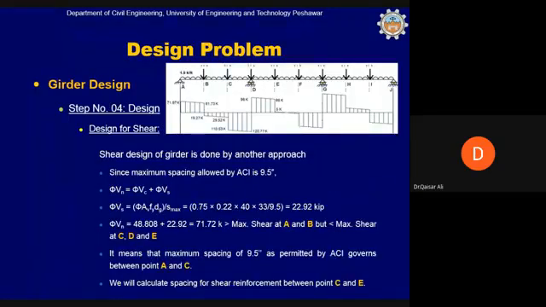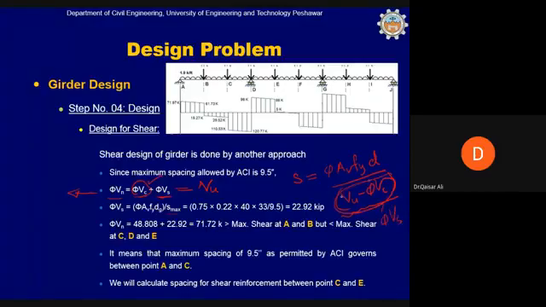We know that total phi Vn is the sum of phi Vc plus phi Vs. Phi Vc we have already calculated, and phi Vs, if we space our stirrups at 9.5 inch spacing, which is s max. Now in this equation, we know that s is equal to phi Av fy d divided by Vu minus phi Vc. What is this Vu minus phi Vc? This Vu minus phi Vc is basically phi Vs, because we know from this equation that phi Vn is equal to phi Vc plus phi Vs, which must be greater than or equal to Vu. If this is equal to Vu, then Vu is equal to phi Vc plus phi Vs, and phi Vs is equal to Vu minus phi Vc. So this thing in the denominator is basically phi Vs.